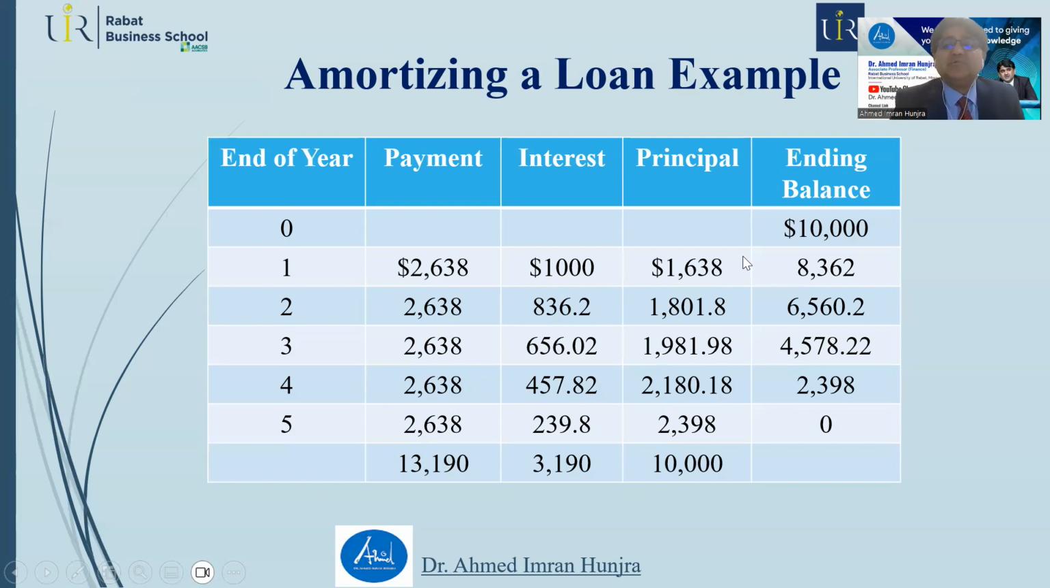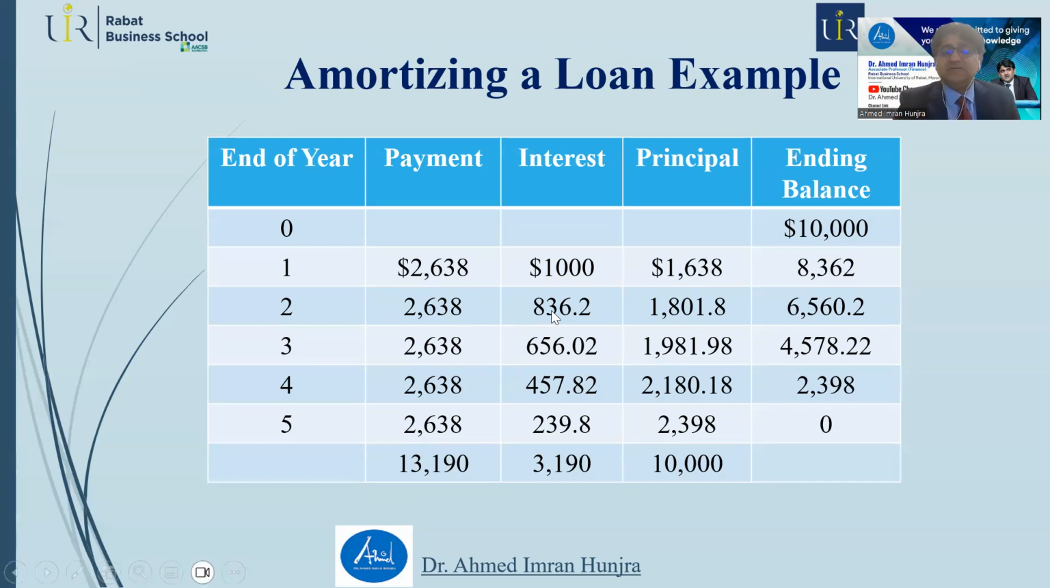What is the fourth step? Find the balance. So it means last time period balance minus principal amount. The last time period balance was 10,000, and the principal that I have paid here is 1,638. So I am left to pay 8,362. What is step 5? Repeat the process from step 2.